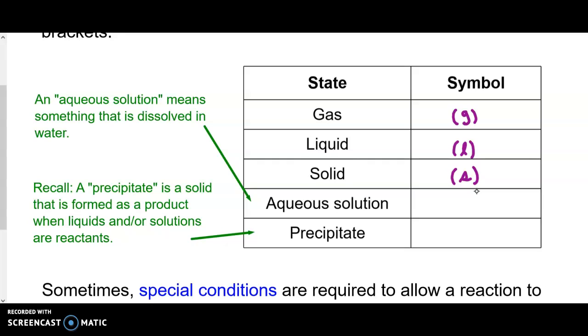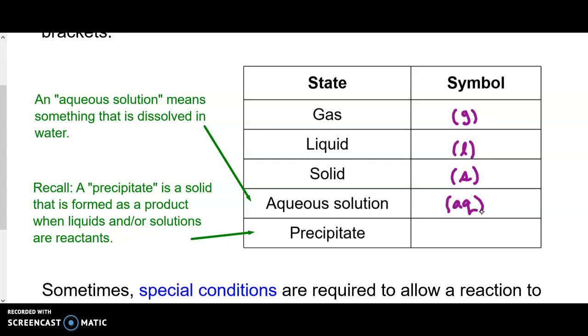An aqueous solution means something that is dissolved in water. So for example, if I take salt and I dissolve it in water, it is now an aqueous solution. It's just salt dissolved in water. If I take sugar and dissolve it in water, it's an aqueous solution. It's just sugar dissolved in water. And when something is dissolved in water, we use aq to represent aqueous solution.